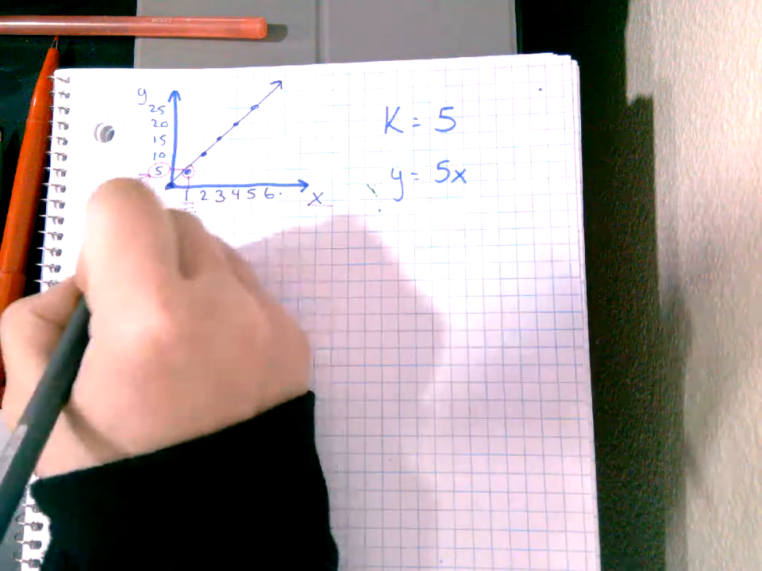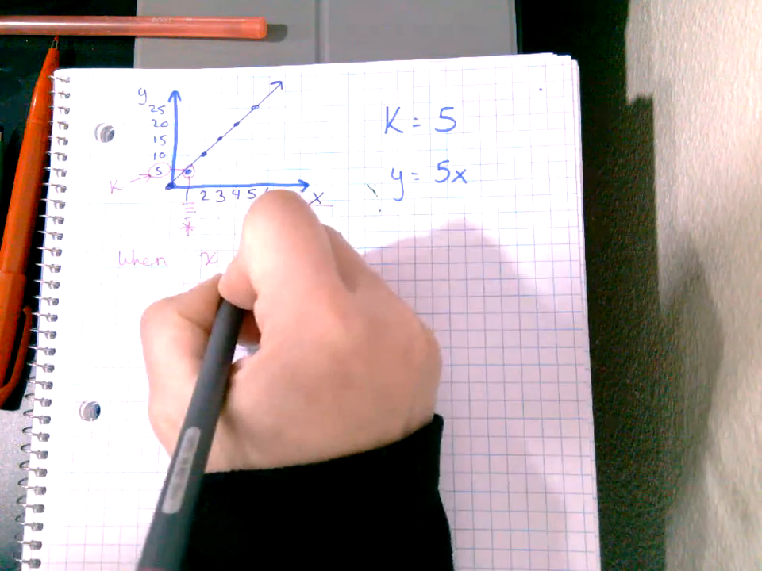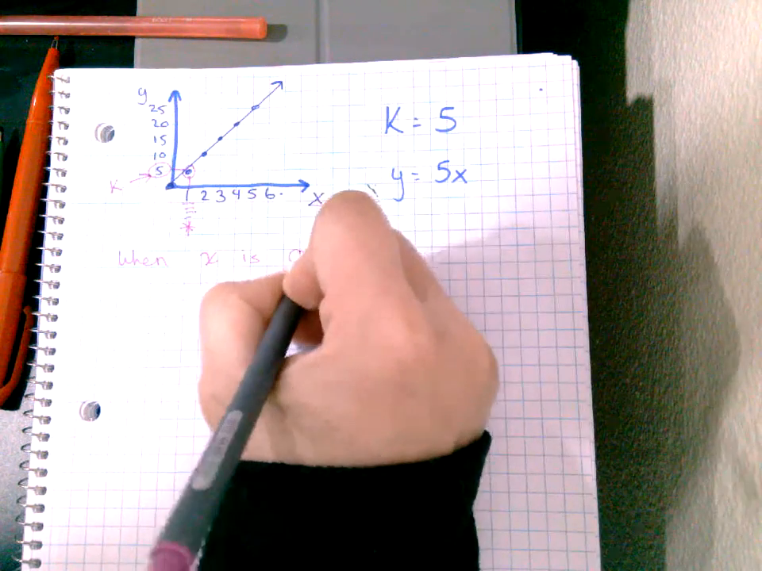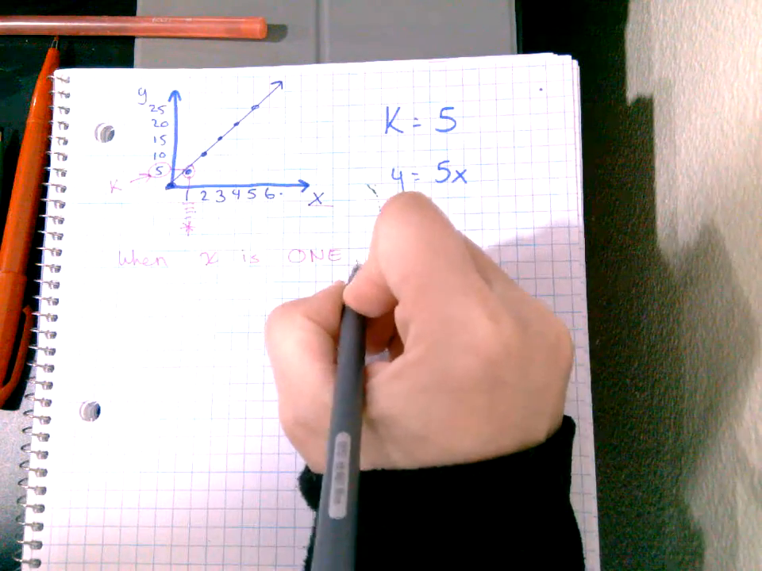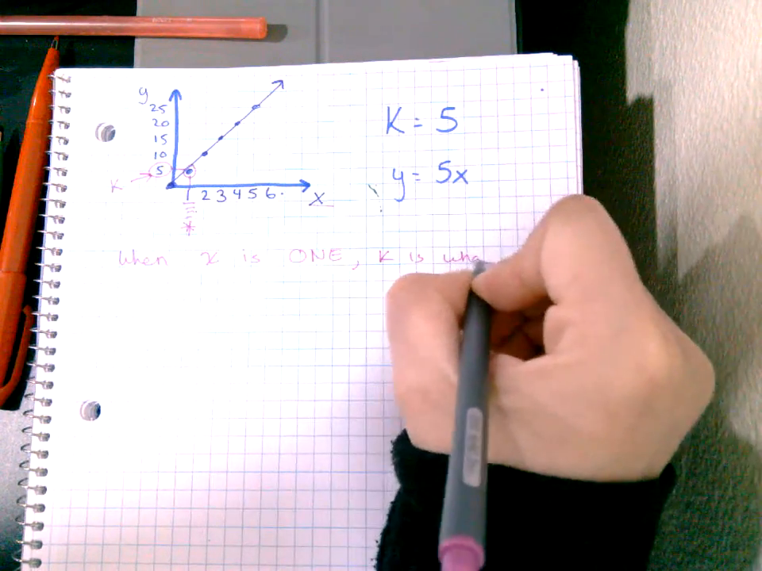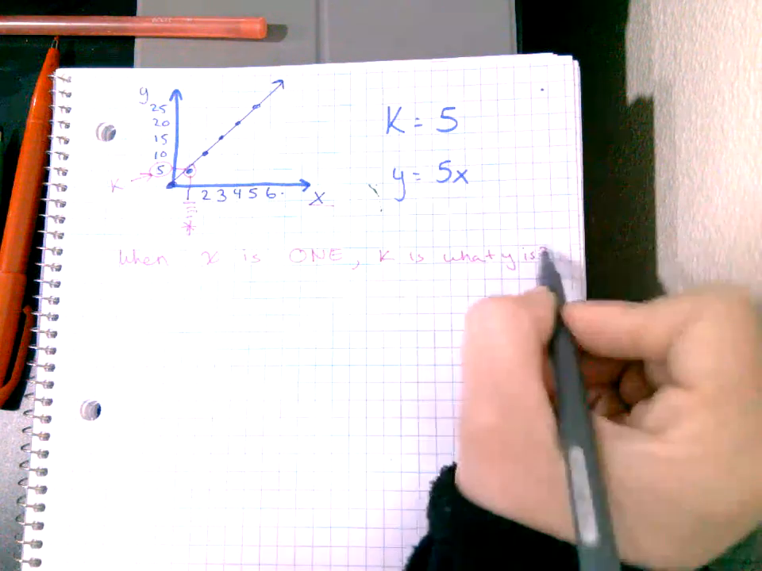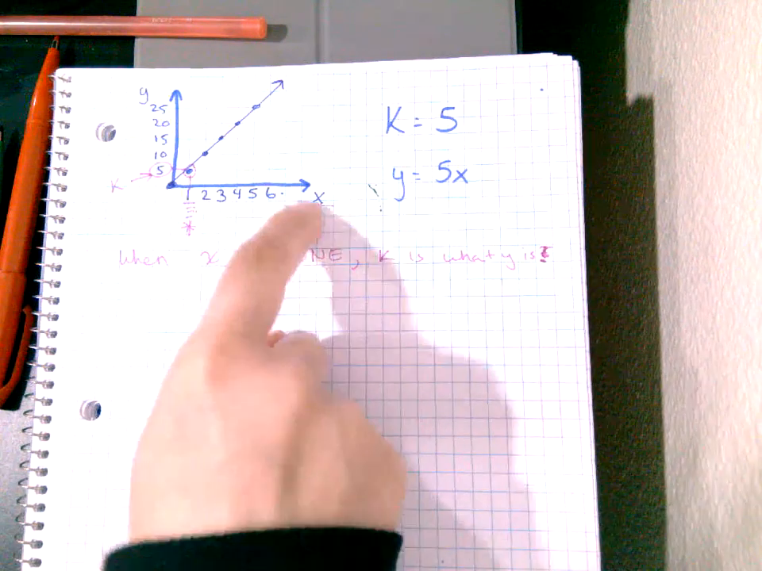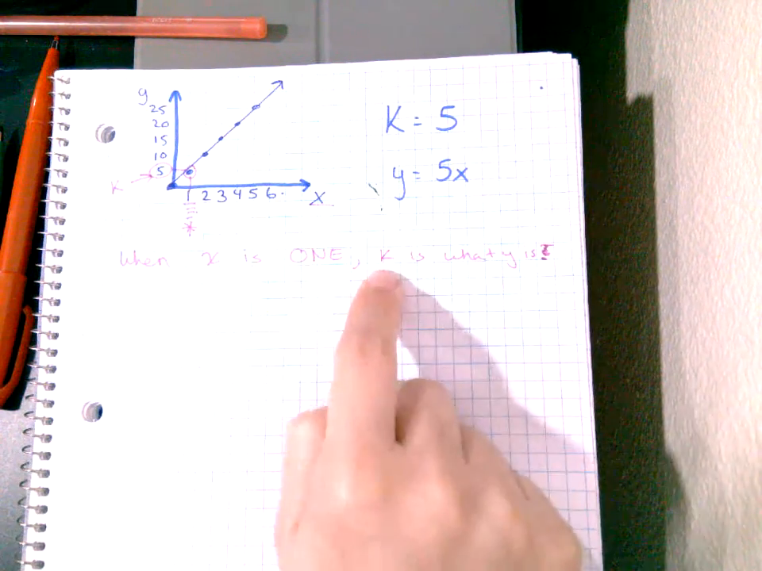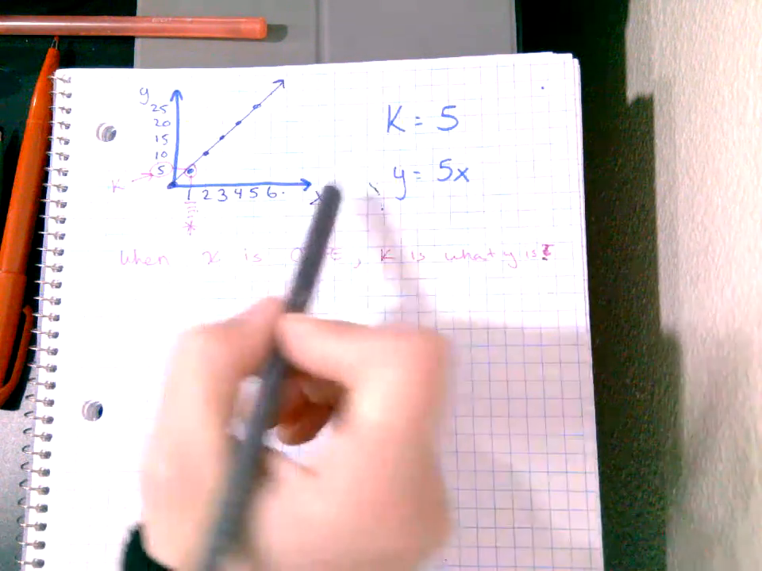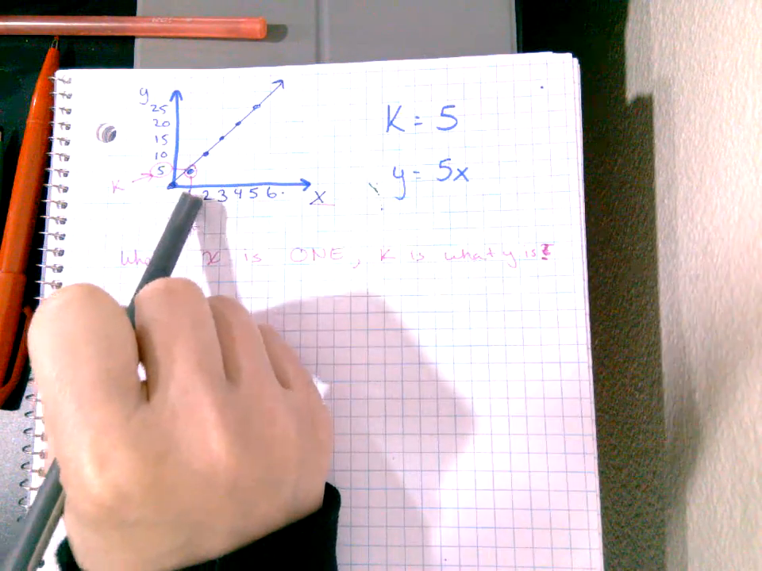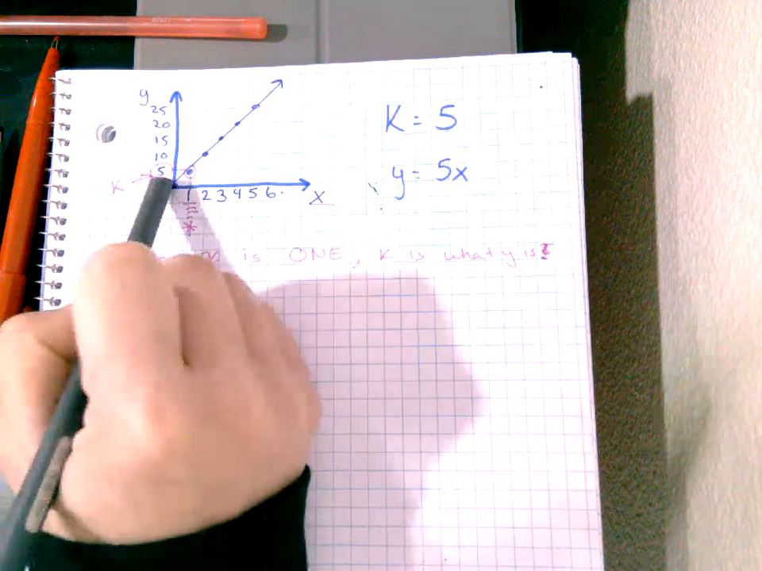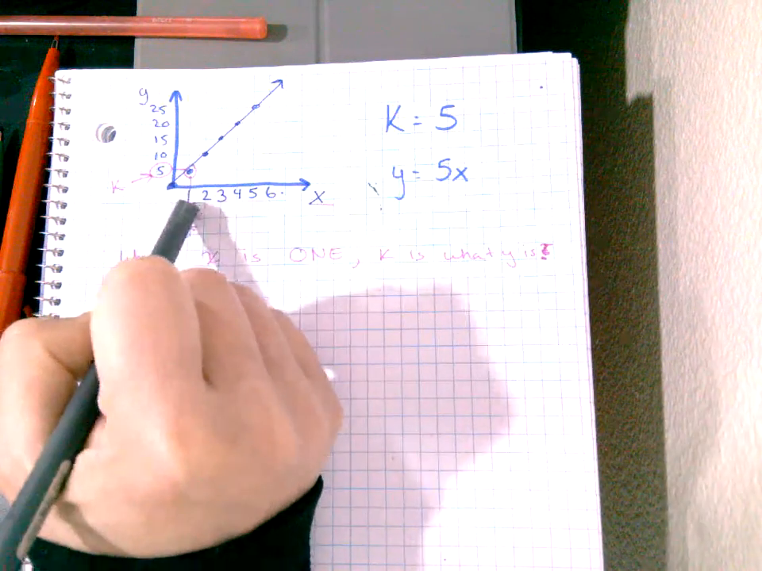Okay, when x is 1, k is what y is. Period. Exclamation point. When x is 1, so when your value of x is 1, k is what y is. So you look for x, you look for the 1, you go up, whatever the k is, where that dot is for 1, that's your k. But it has to be on x is 1, okay?